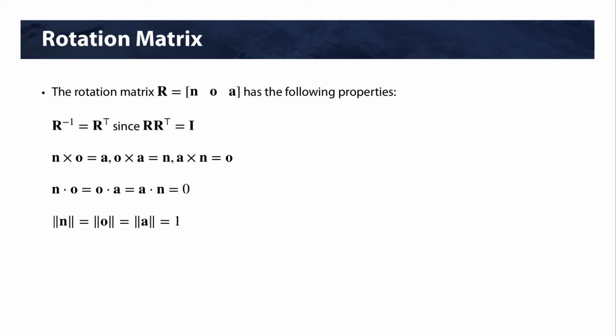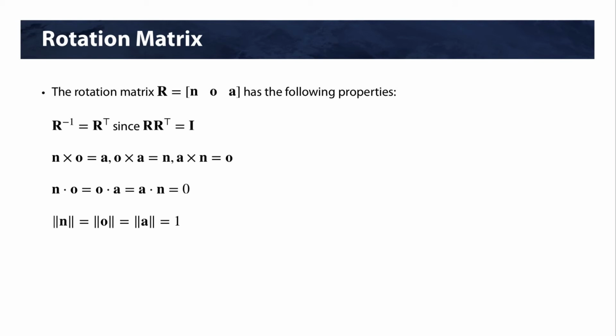Now, because these are all three unit vectors in our reference frame, we know that they're orthogonal to each other. So if we do N cross O, we're going to get A. If we do O cross A, we're going to get N. And if we do A cross N, we're going to get O. Because they're unit vectors, we know that the magnitude of each is 1. And lastly, because they're orthogonal to each other, N dot O is equal to O dot A is equal to A dot N, and all of it has to equal 0. So these are the properties of a rotation matrix.